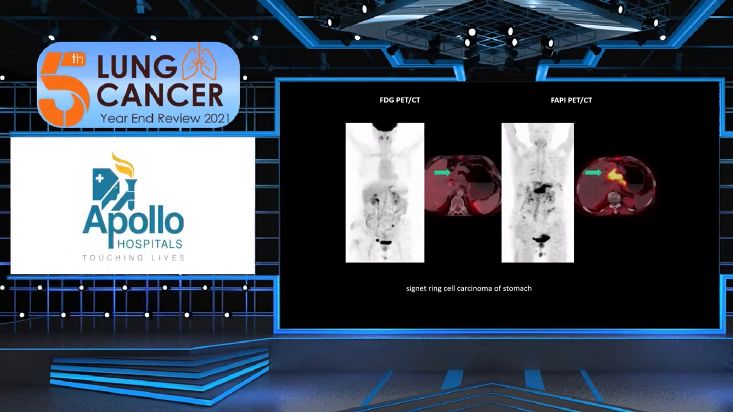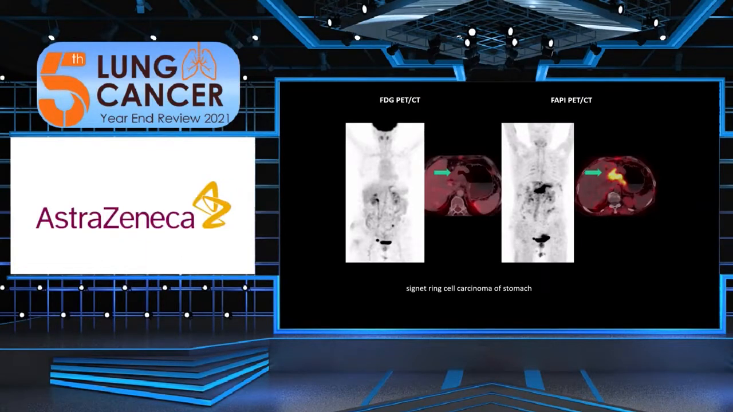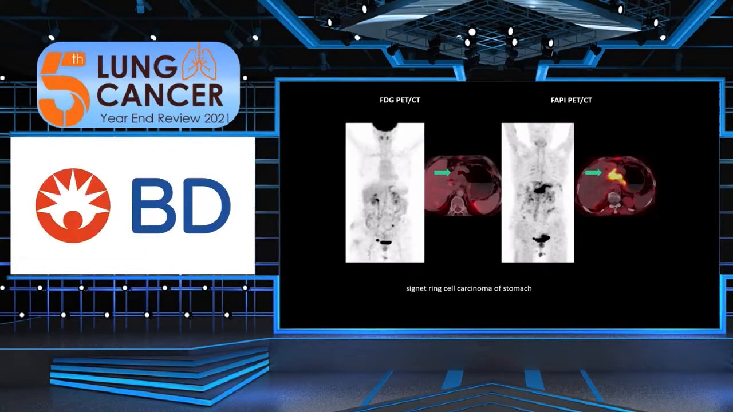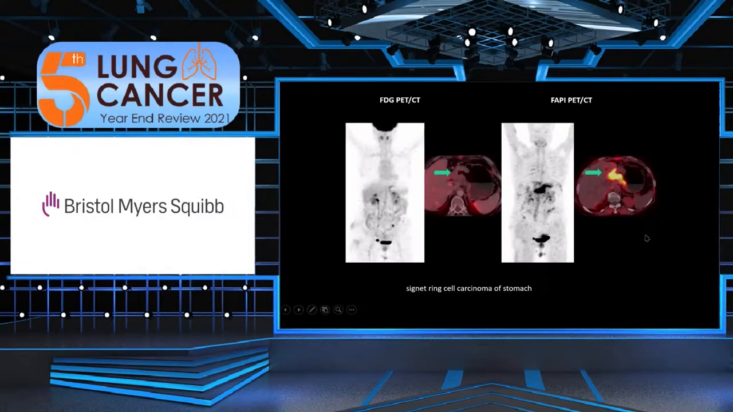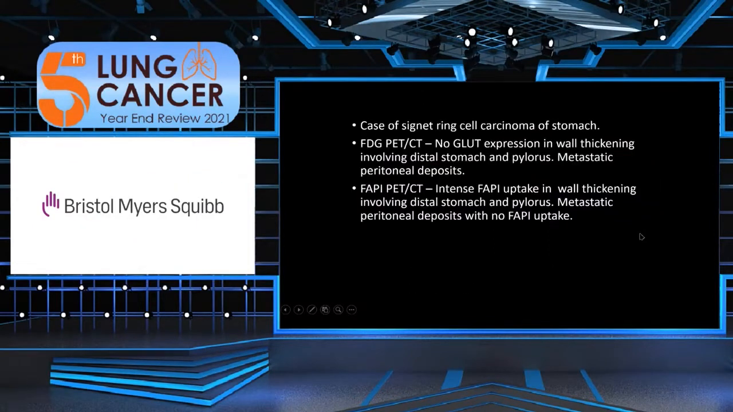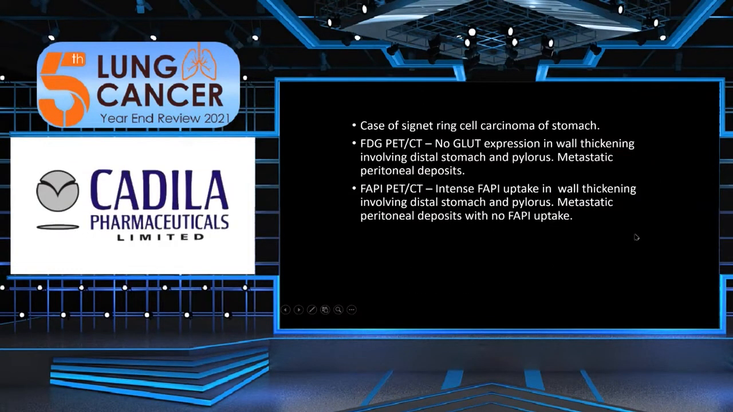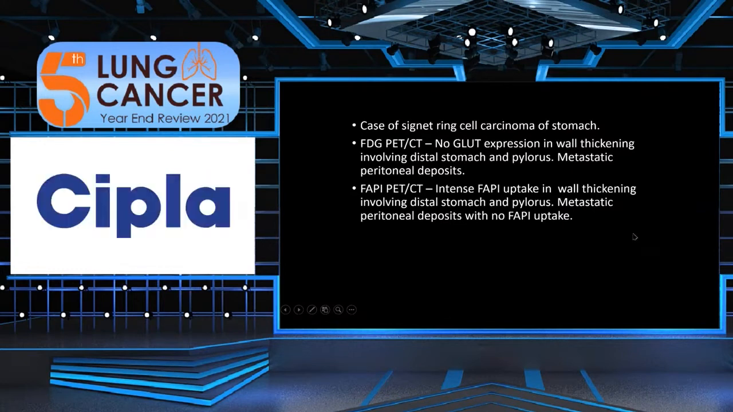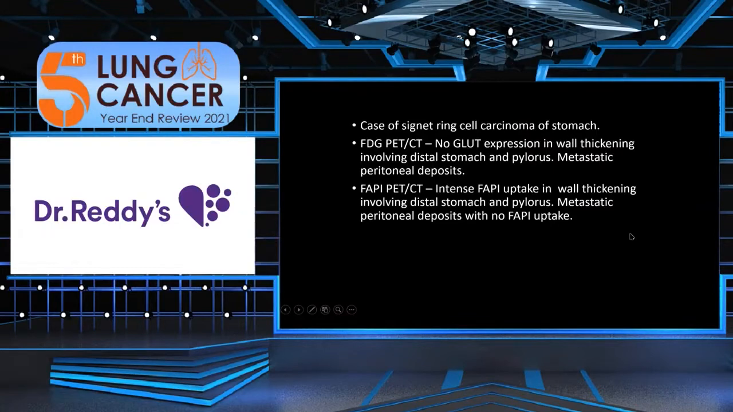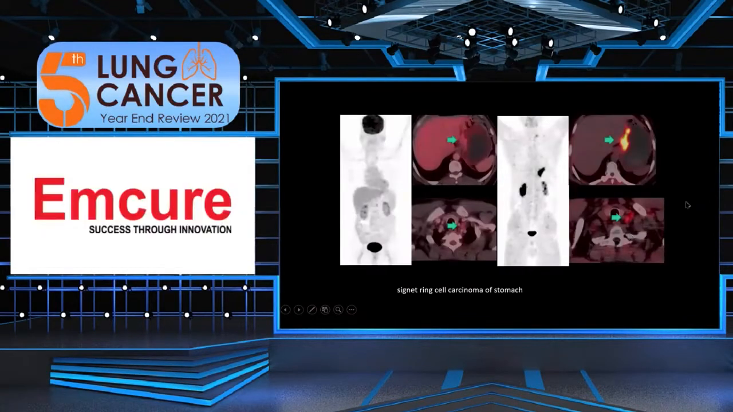But when you look at the FAPI PET, the uptake is significantly high, and therefore we are able to see the uptake in the primary disease and also in the locoregional disease. So that makes it a very, very significant advantage. We are able to see metastatic peritoneal deposits, although that has not shown FAPI uptake in this particular case.